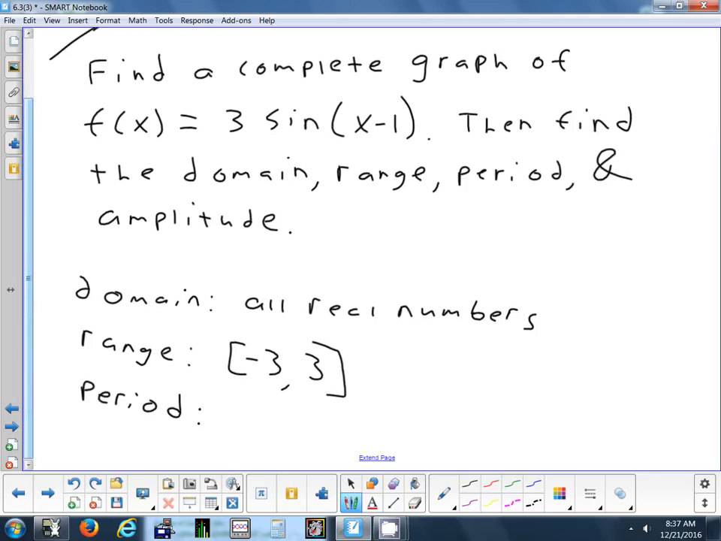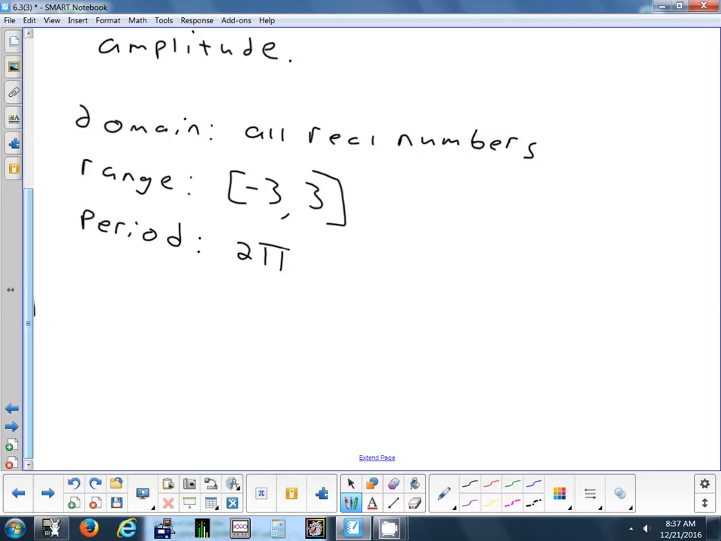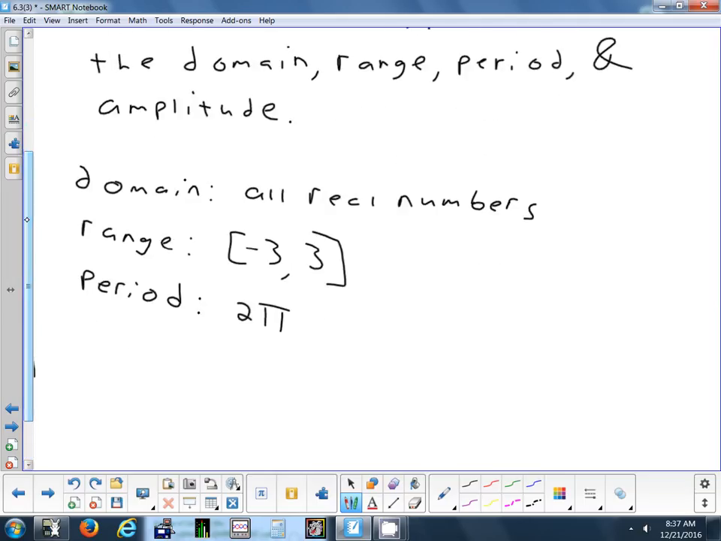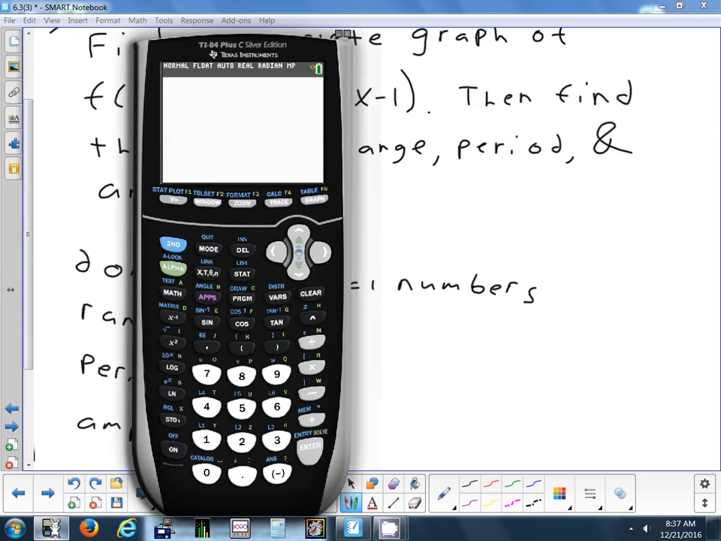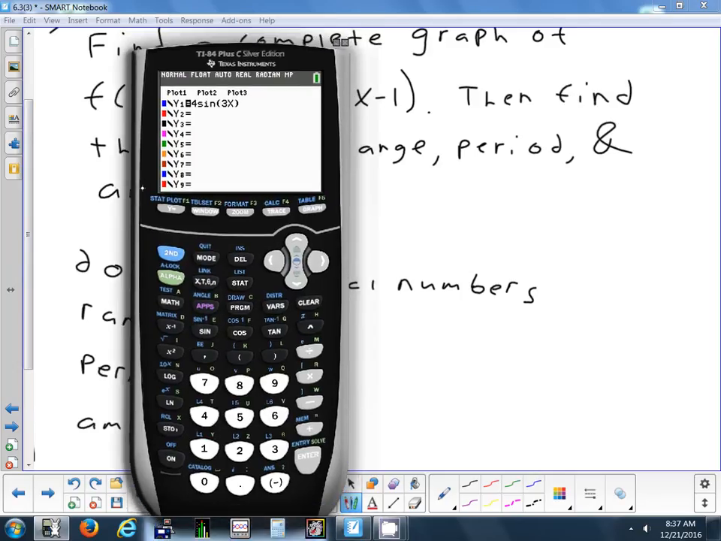The period. This is going to be important because I asked you to show 3 periods. So first we've got to find the length of 1 period. It's 2 pi. So we'll come back to that when we set our mins and maxes. And what about the amplitude? The amplitude is 3. All right, so let me type it in. 3 sine x minus 1.